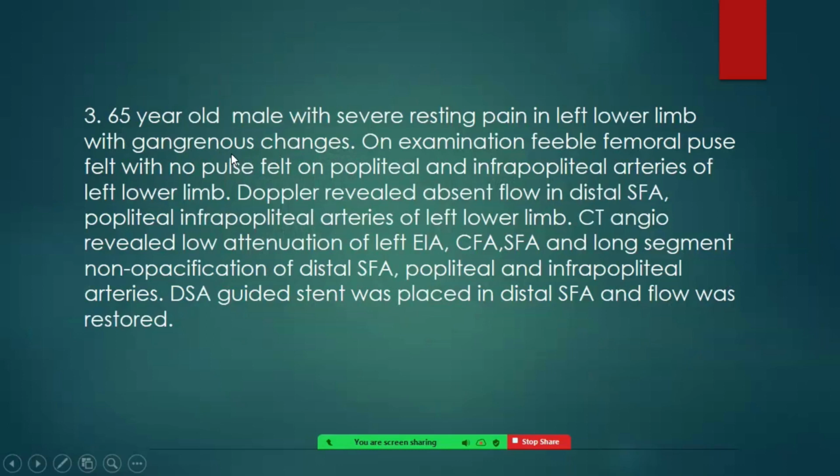This is another patient, a 65-year-old male with severe resting pain in the left lower limb with gangrenous changes. On examination, feeble femoral pulse with no pulse in the popliteal artery and infrapopliteal arteries of the left lower limb. Doppler revealed absent flow in the distal SFA, popliteal and infrapopliteal arteries of the left lower limb. CT angio revealed low attenuation of the left external iliac artery, SFA, long segment of the. These are all type D lesions.